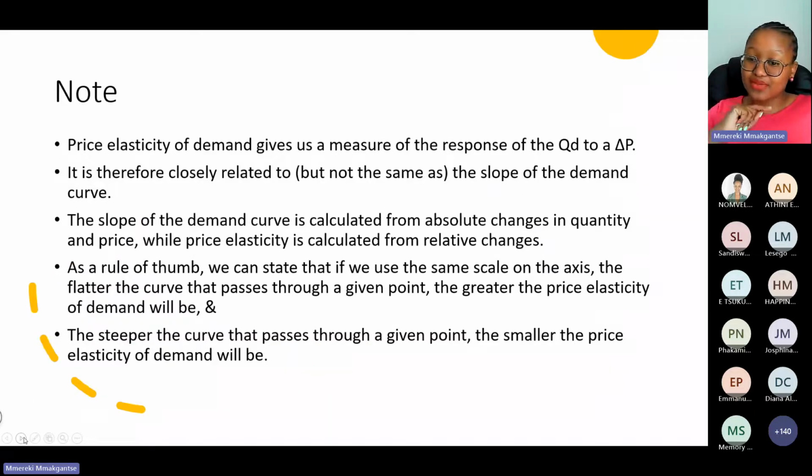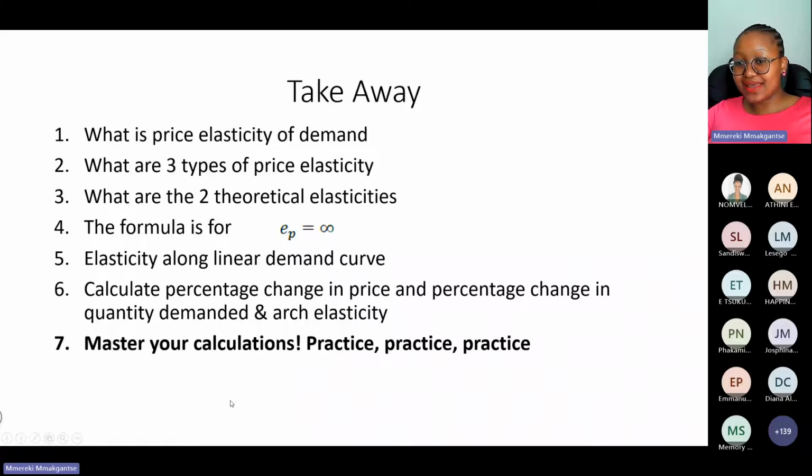Okay, now we are coming to the end, my friends. Note that price elasticity of demand gives us a measure of responsiveness to a change in price. It is therefore closely related to, but not the same as, the slope of the demand curve. The slope of the demand curve is calculated from absolute changes in quantity and price. We are running. Okay, this is the takeaway.